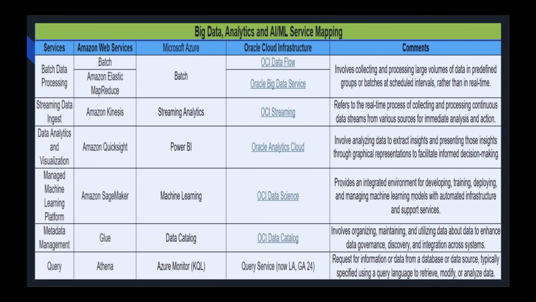The next comparison point is streaming data ingest. Streaming data ingest essentially refers to the real-time collecting and processing of continuous data streams from various sources for immediate analysis and action. So what are the options? In AWS you have Kinesis, in Azure you have Stream Analytics, and in OCI you have OCI Streaming. Let's go and check out how each one looks.